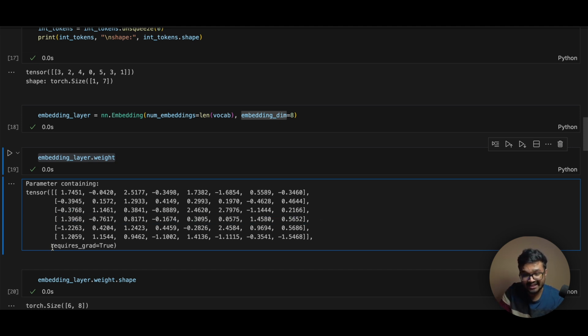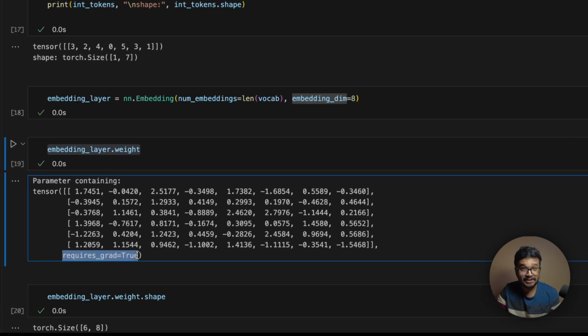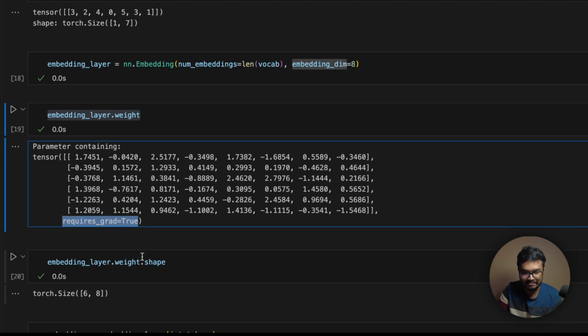And another important thing is this requires_grad equal to True, which basically suggests that in the future, we will be using gradients to tune these values so that they optimize for a loss function. I'm going to show exactly what that means in a moment.